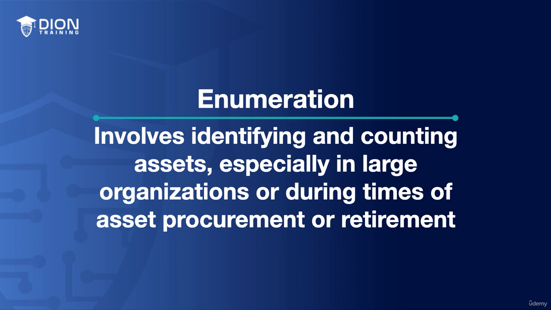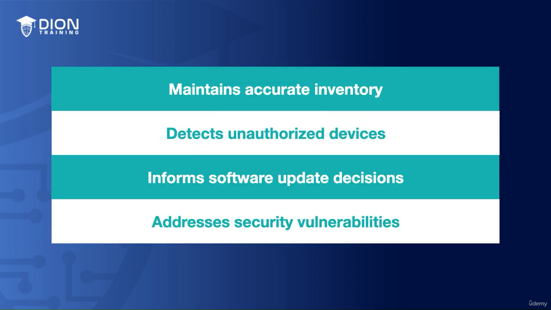Enumeration usually involves the use of software tools and scanners to determine which assets are connected to a given network, what type of software or operating systems are being used by those assets, and the overall status or health of each asset. By regularly conducting enumeration, organizations can ensure they have an accurate and up-to-date inventory, detect unauthorized devices, and make informed decisions about software updates, patches, and potential security vulnerabilities. This proactive approach is going to aid in risk management and optimizing the utilization of your resources within your organization.